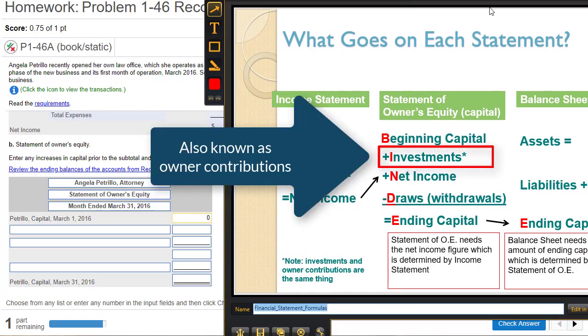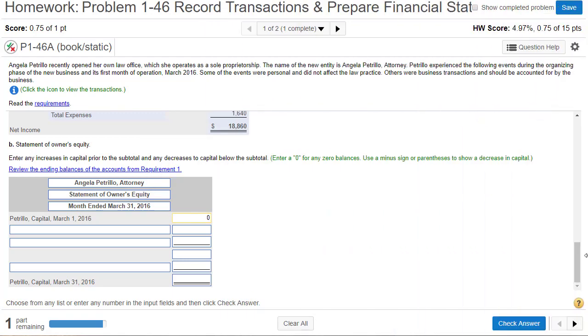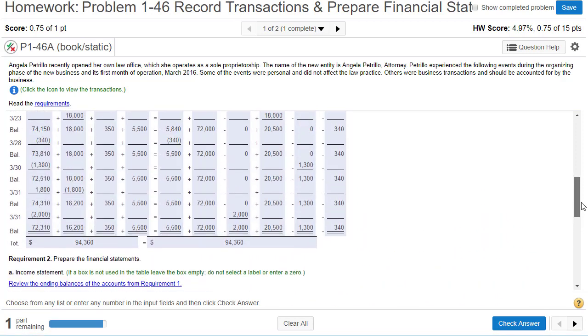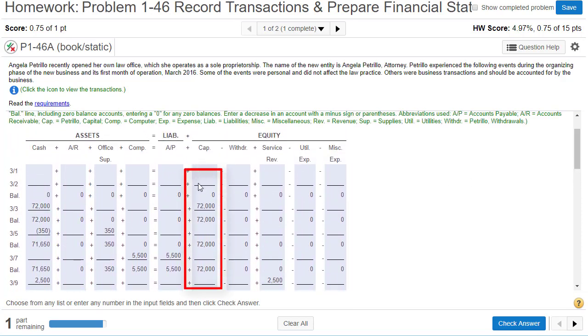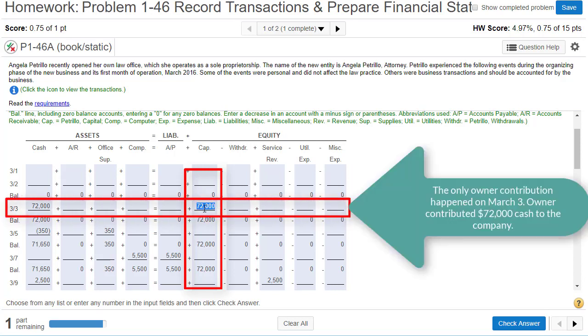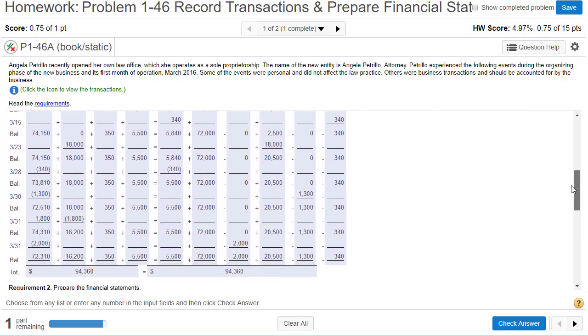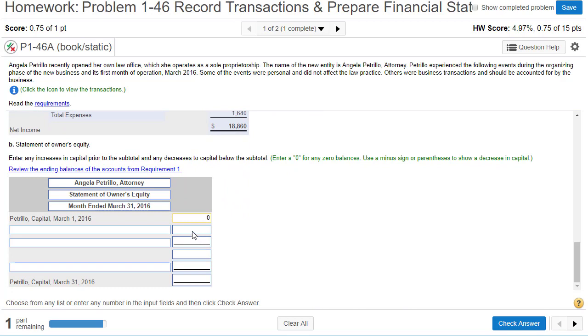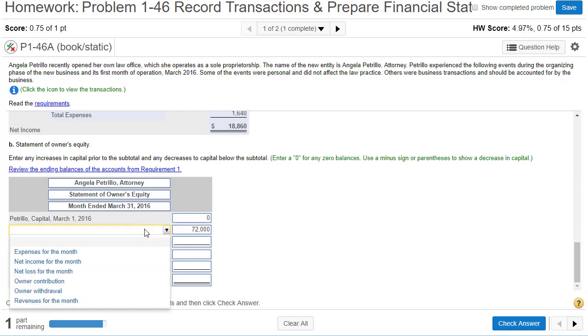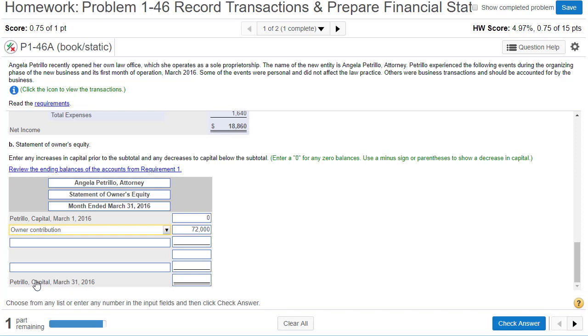Next, we need our investments. So investments, also called owner contributions, go in which account? They go in the capital account. So let's look for increases in the capital account. We got an increase of 72,000 here, and the rest of these 72,000s are the balance. So we've got only one contribution, 72,000. And that's when she put cash into her business. Owner contribution, also known as an investment.